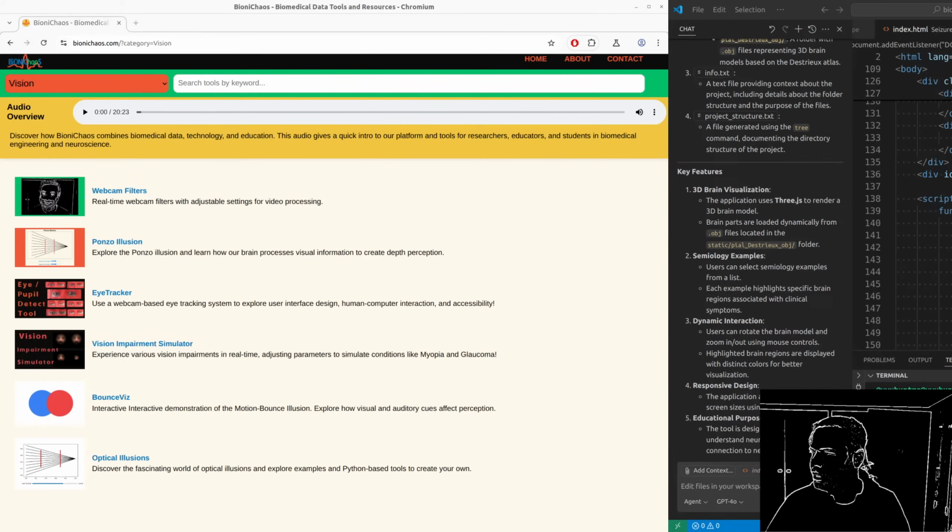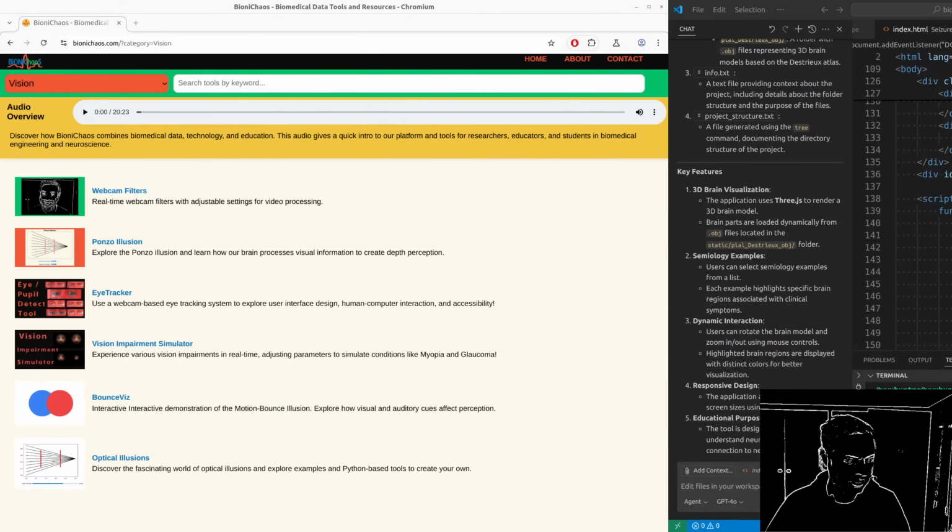What happens when things need to get serious? How does it really stack up against those specialized professional tools? Because let's be honest, if you're doing hardcore research or clinical work, you probably need something more, right? That's absolutely the crucial distinction to make. BioniChaos isn't trying to be a replacement for a fully equipped research lab setup. It's aiming for a very specific niche, and I'd argue a really valuable one.